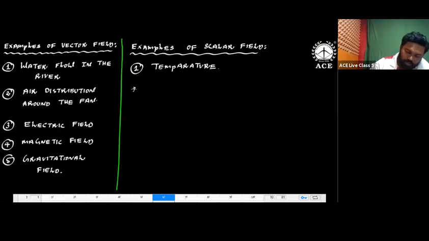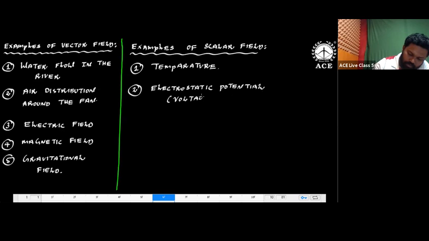Number 2, electrostatic potential, or it is popularly known as voltage in our circuit theory. Electrostatic potential, or simply it is called voltage. If the electrostatic potential is constant, then it is called voltage. We'll learn anyhow later. Let us focus on these first two examples.